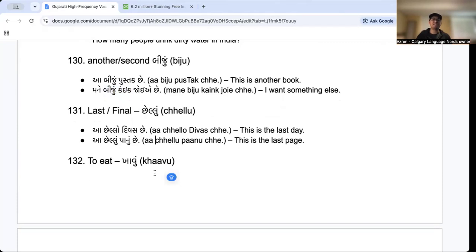The word for last or final is chelu. So a chelo divas che. This is the last day. Or a chelu panu che. This is the last page.